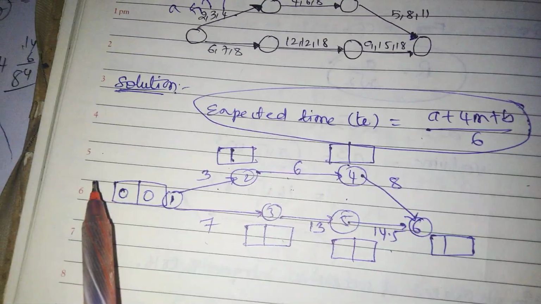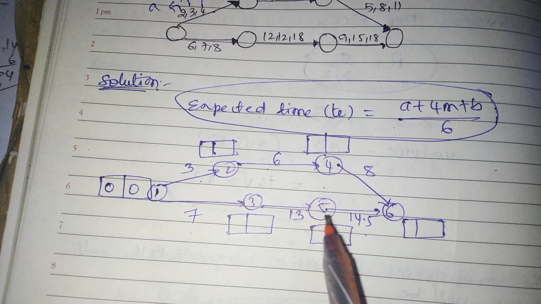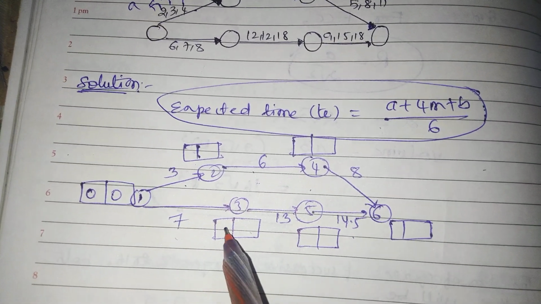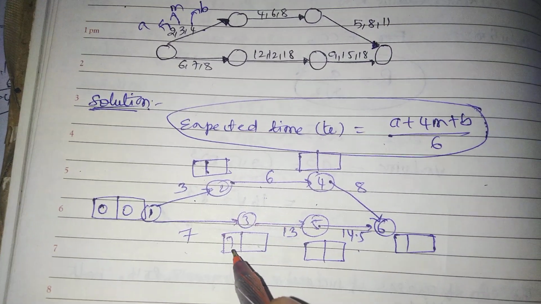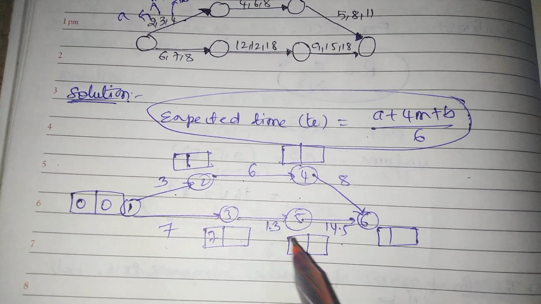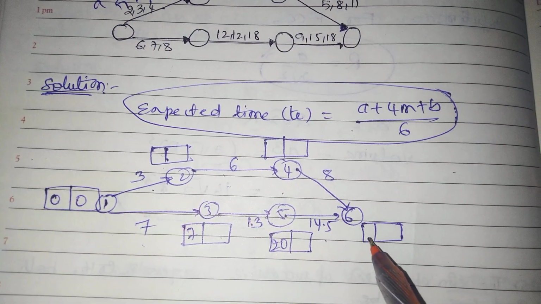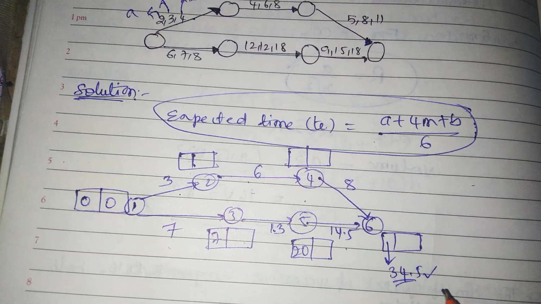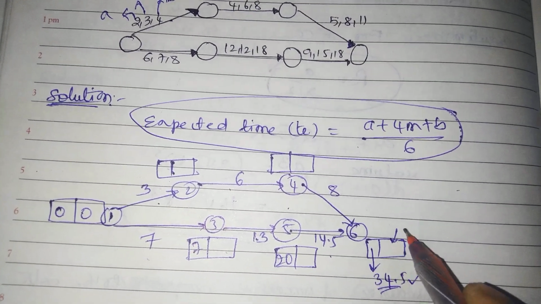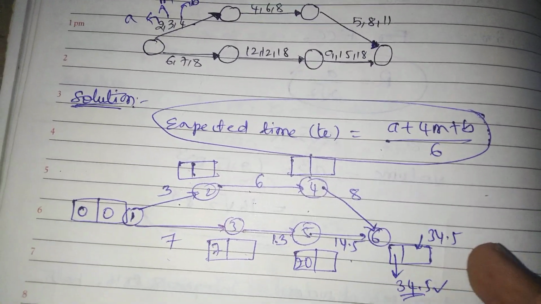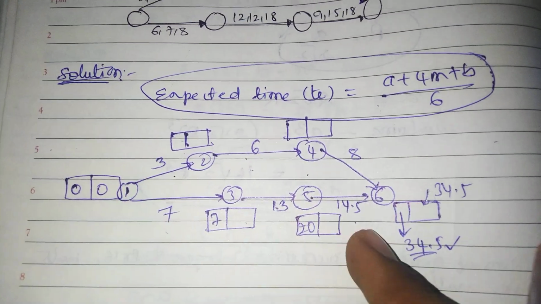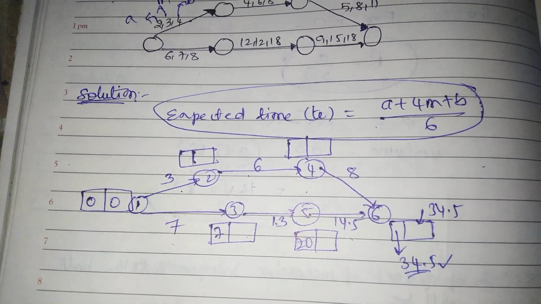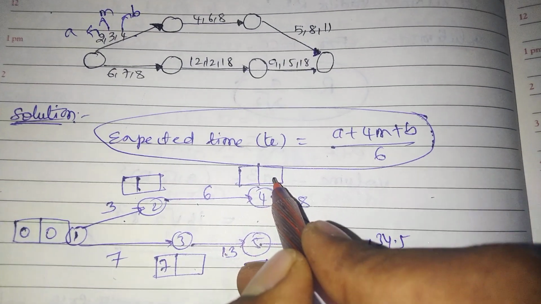Initially it is 0, so there is no need to calculate every path. Simply choose one path. So 0 plus 7, let's write 7 over here, and 7 plus 13 is 20. 20 plus 14.5 becomes 34.5. This is the project duration. Same here, starting from this side or this side, start to end or end to start. It's easy. This becomes 34.5.